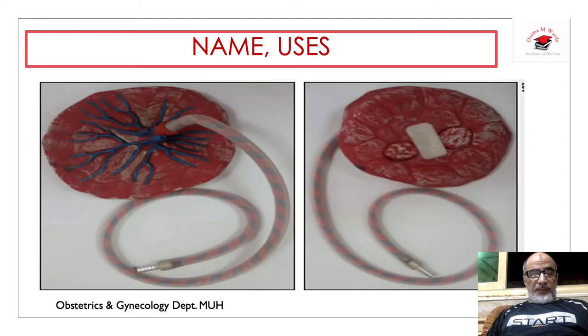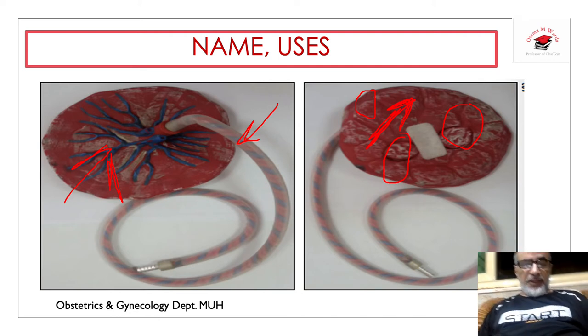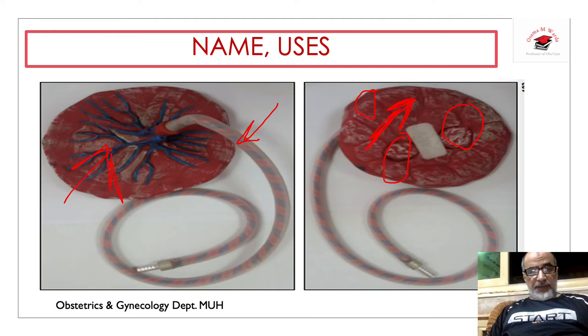What is this scale lab model? This is the placenta. This is the maternal surface of the placenta, and this is the umbilical cord, and this is the uterine side of the placenta with cotyledons. The maternal surface is covered with amniotic membrane. The placenta is an endocrinological organ. It produces many hormones that maintain pregnancy and maintain the homeostasis of the fetus and pregnancy.